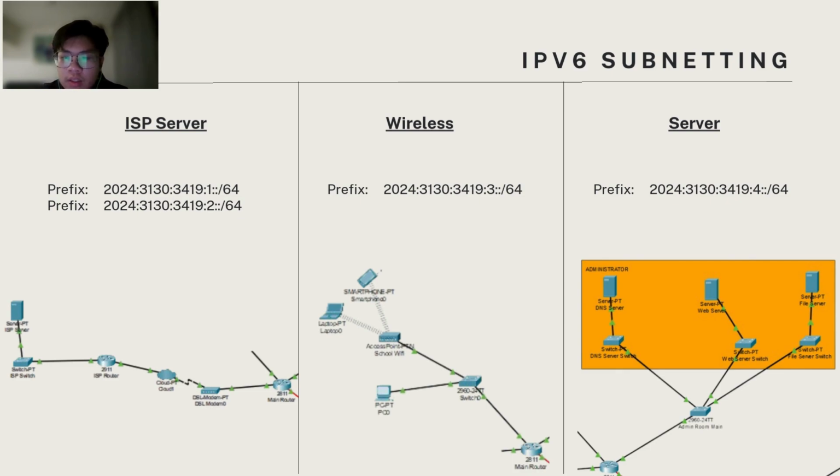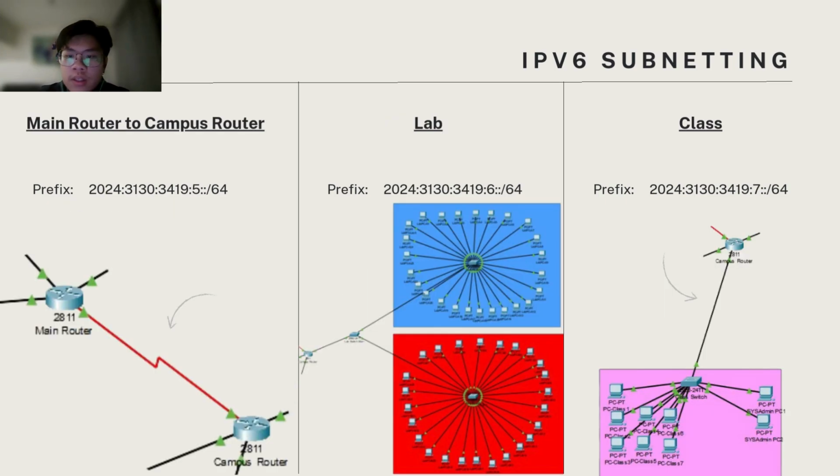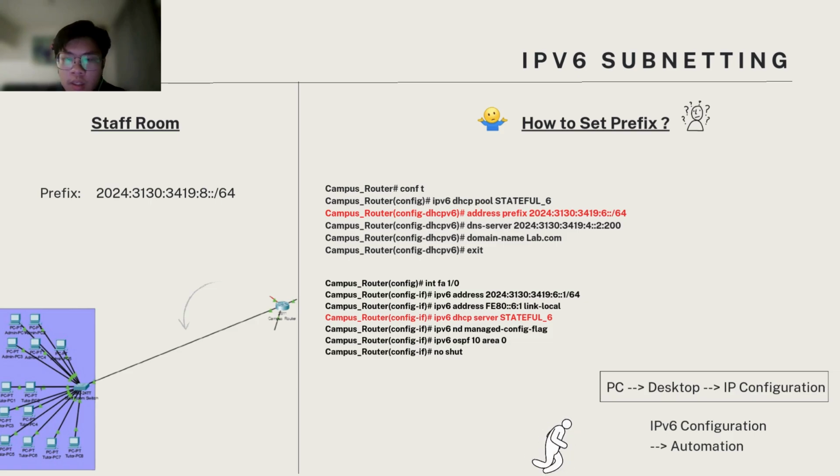Every sector has its own subnet number. For our ISP server it is 1 and 2, wireless is 3, and the server is 4. Next, main router to campus router is 5, lab is 6, and class is 7. The last one is our staff room, which is 8.